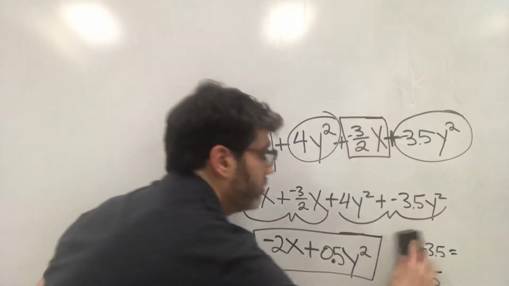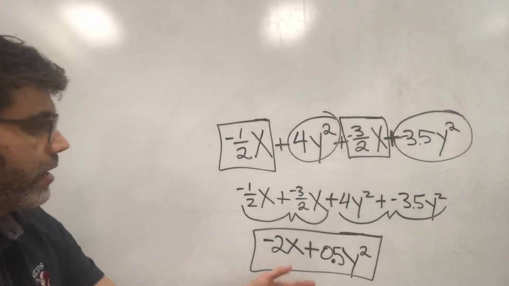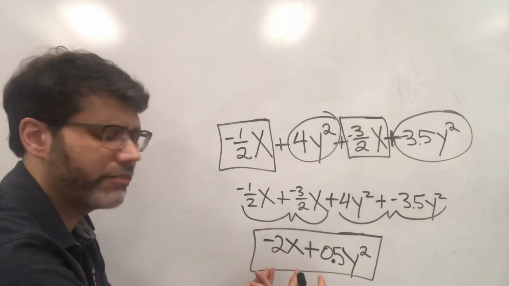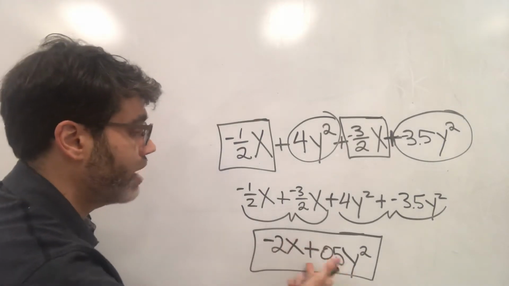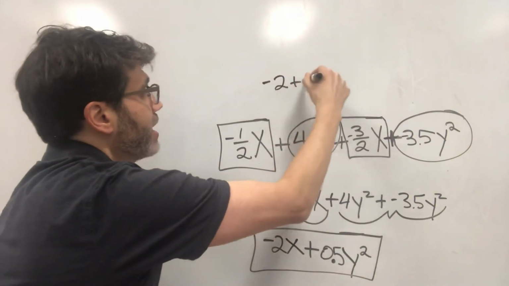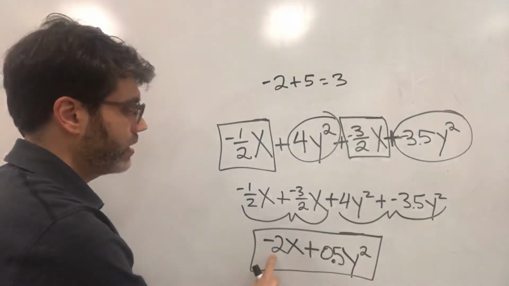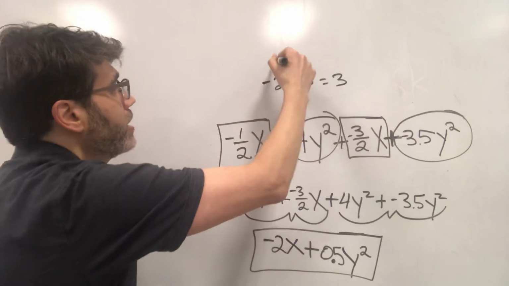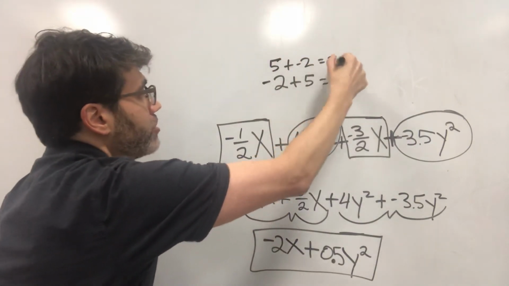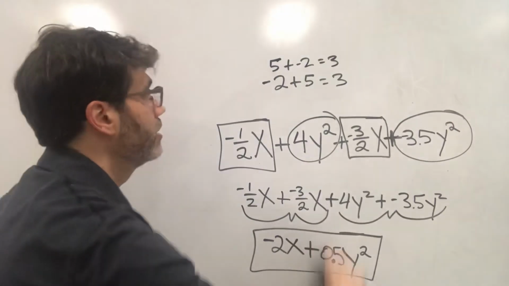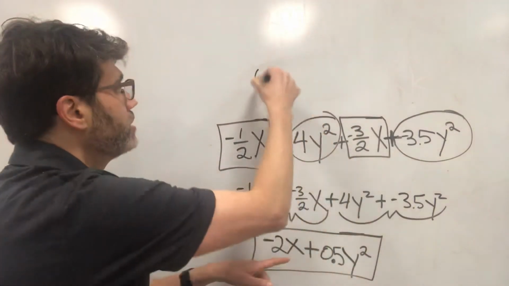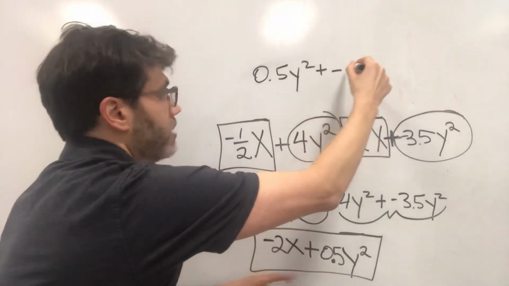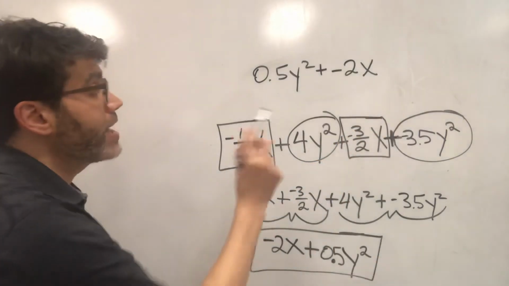All right? Now, just so you know, because of the commutative property of addition, remember you could swap these. So just like negative 2 plus 5 equals a positive 3, or, you know, I'm using slightly different numbers. Negative 2 plus 5 is positive 3. Remember that 5 plus negative 2 is also a positive 3. So if you want, you may see that this could be 0.5y squared plus negative 2x.